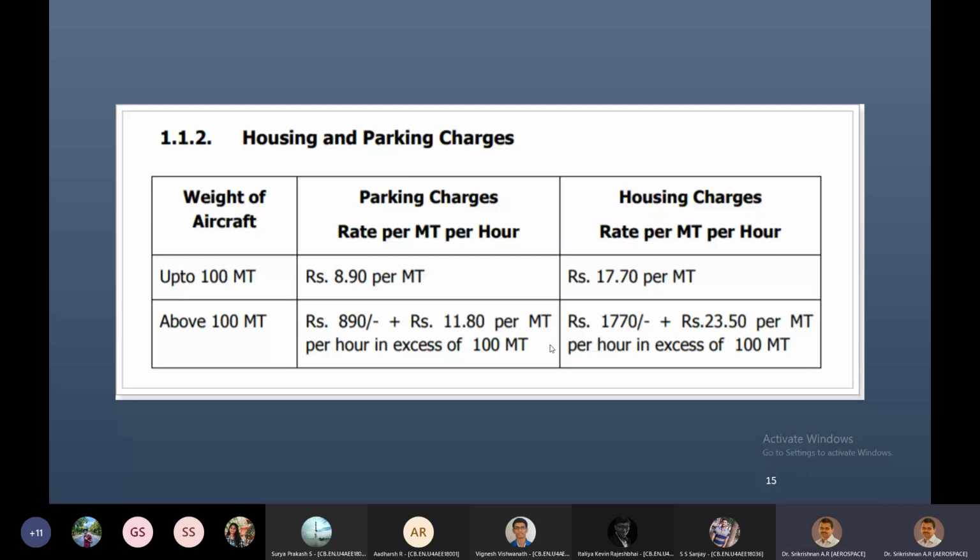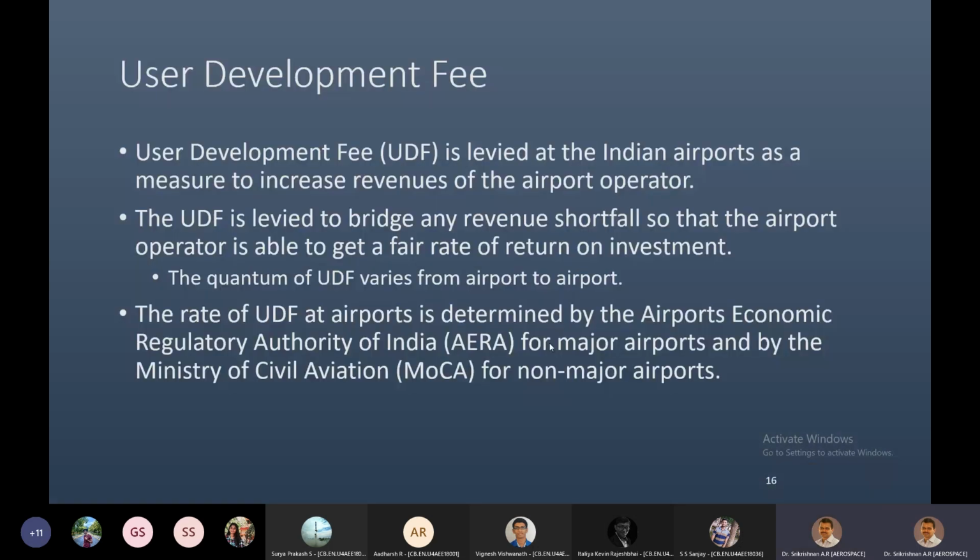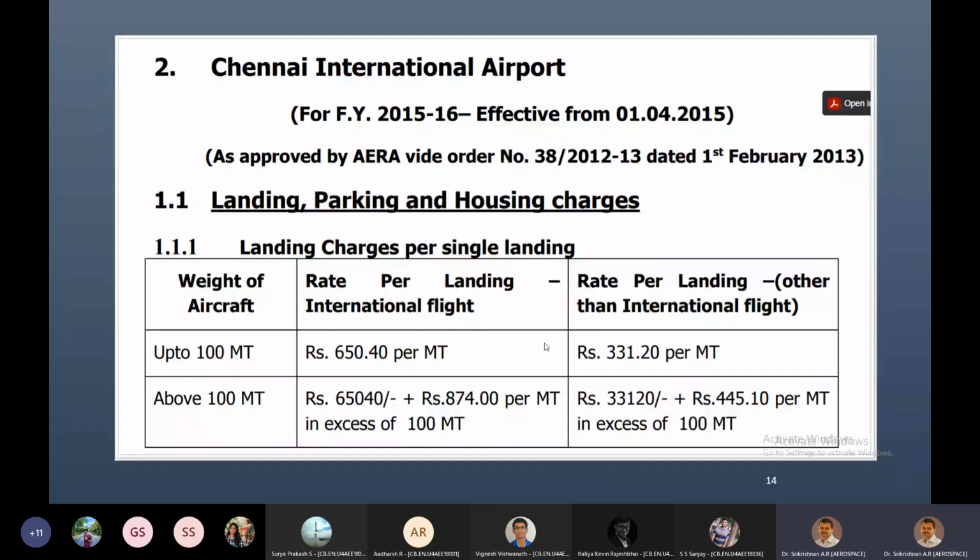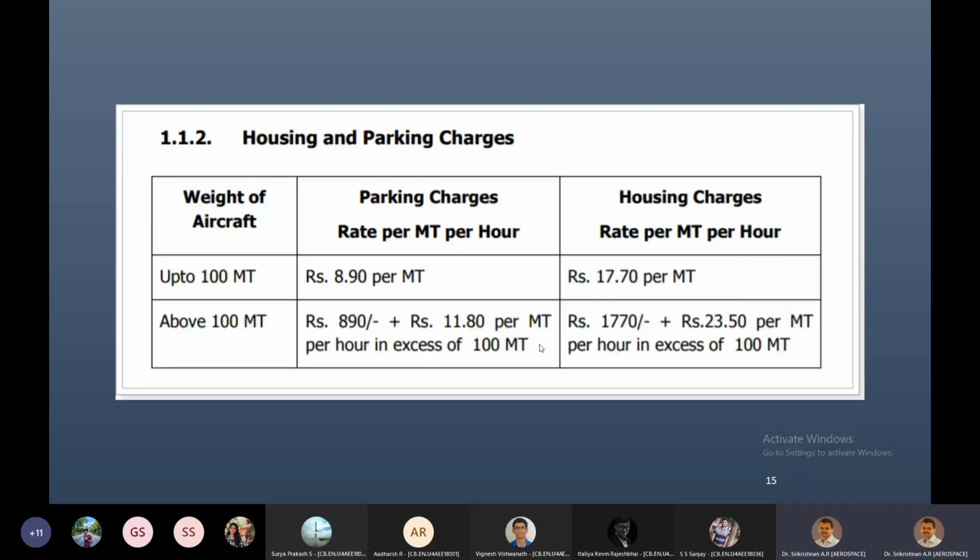And obviously, we should realize that all these get transferred to the passengers. So the airport usage fees, landing or parking etc., are eventually passed down to the passengers in terms of the ticket fare by the airline companies, obviously.